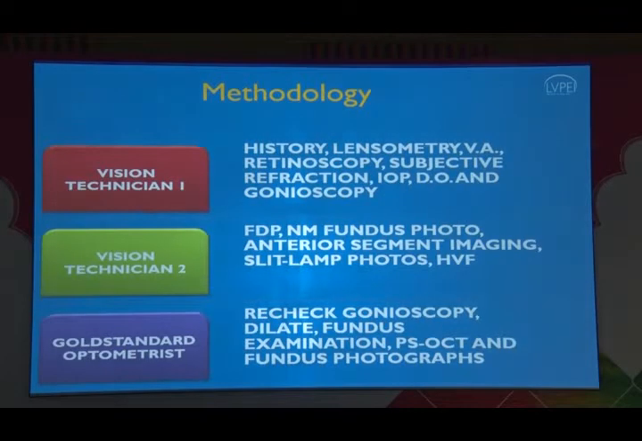The sequence of workup was history, lensometry, visual acuity, retinoscopy, subjective refraction, IOP, direct ophthalmoscopy, and gonioscopy. We tried to see whether a vision technician can be trained to do a gonioscopy. That was done by vision technician 1. And vision technician 2 would take a fundus picture, non-mydriatic fundus photograph, anterior segment imaging with slit lamp photos, and Humphrey visual field. And then an optometrist with whom we had done some agreement would recheck the gonioscopy, dilate the fundus, do a clinical examination, do a posterior segment OCT, and stereo disc photographs.